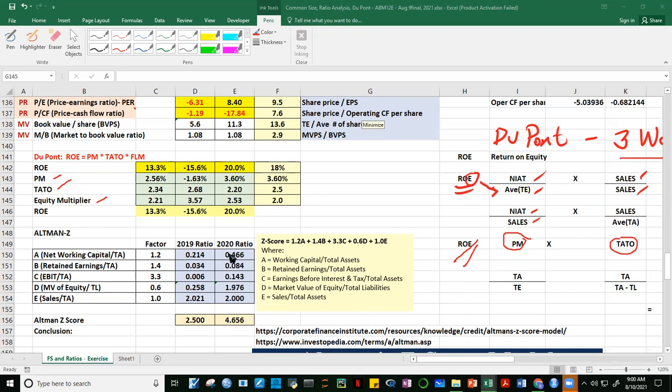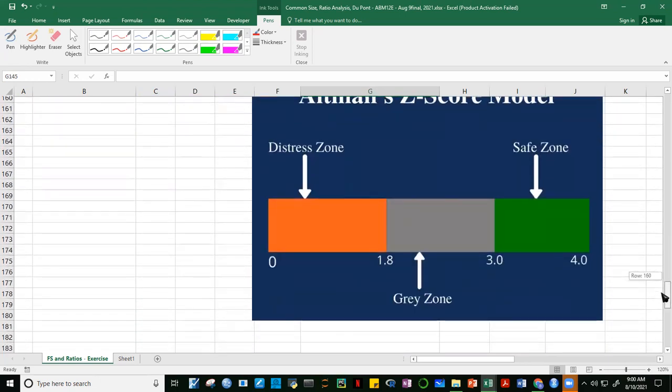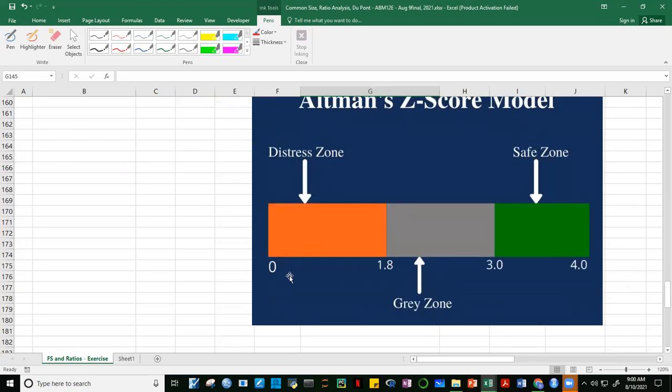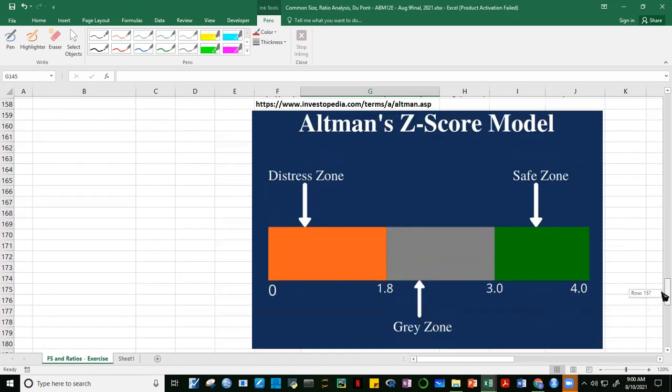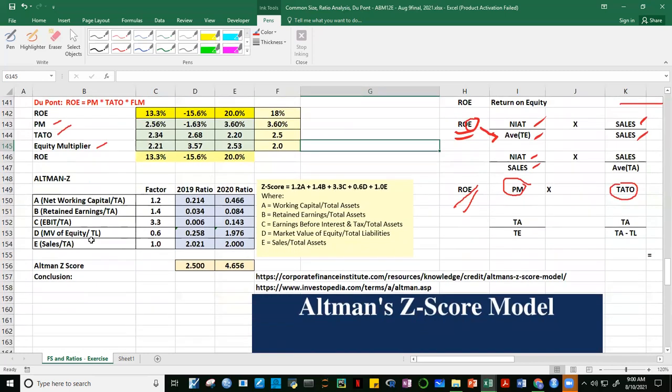Okay, salamat. So itong Altman Z, andito yung references. Ang sinasabi lang ni Altman Z, i-compute natin yung Z value. If the Z value falls between 0 and 1.8, ibig sabihin, in the next 2 years, pwede maging bankrupt na yung company. If it's between 1.8 and 3, gray zone yan. Pwedeng mabankrupt, pwedeng hindi. But if it's greater than 3, then safe zone si company.